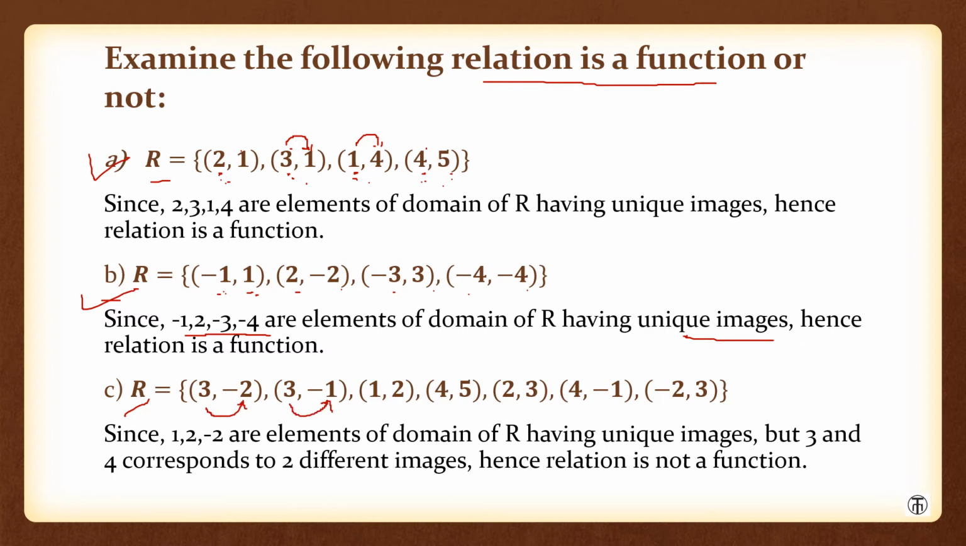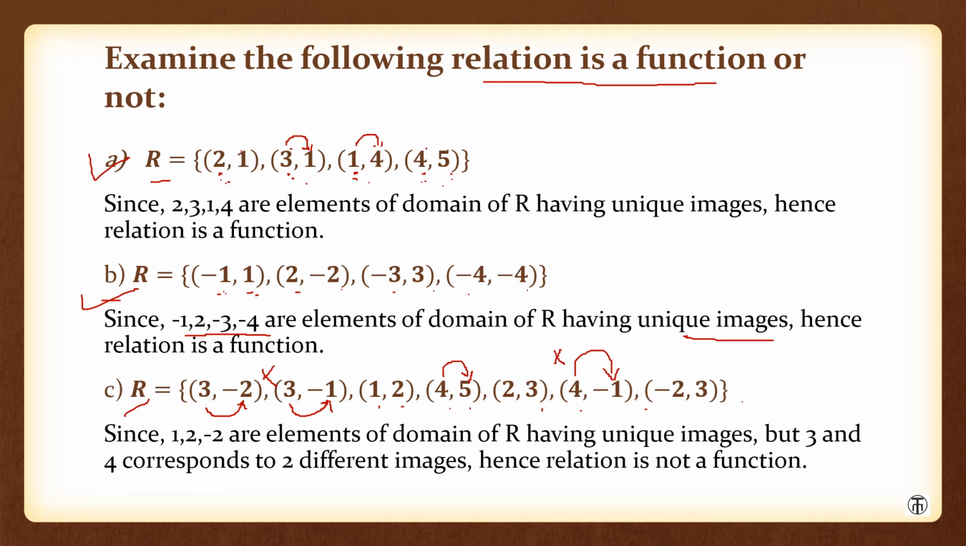So according to the function, this cannot be true. 1 is having the image as 2, 4 as 5, 2 as 3, 4 as -1. Again, here also 4 is having image as 5 and 4 is having image as -1 also. So according to the function definition, it cannot hold true.